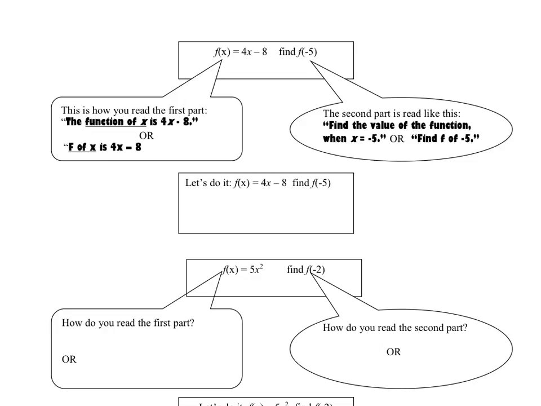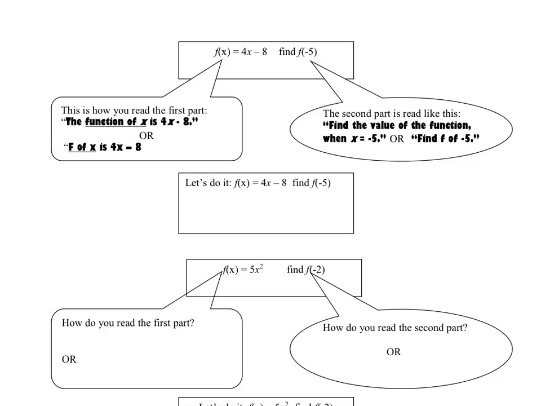So let's now take this first one. The way that we say this is the function of x is 4x minus 8. Or the short way is to just say f of x is 4x minus 8. The second part is read like this: find the value of the function when x equals negative 5. Or find f of negative 5. That's it. So let's do it. This is how you would look at it. f of x equals 4x minus 8. Find f of negative 5.